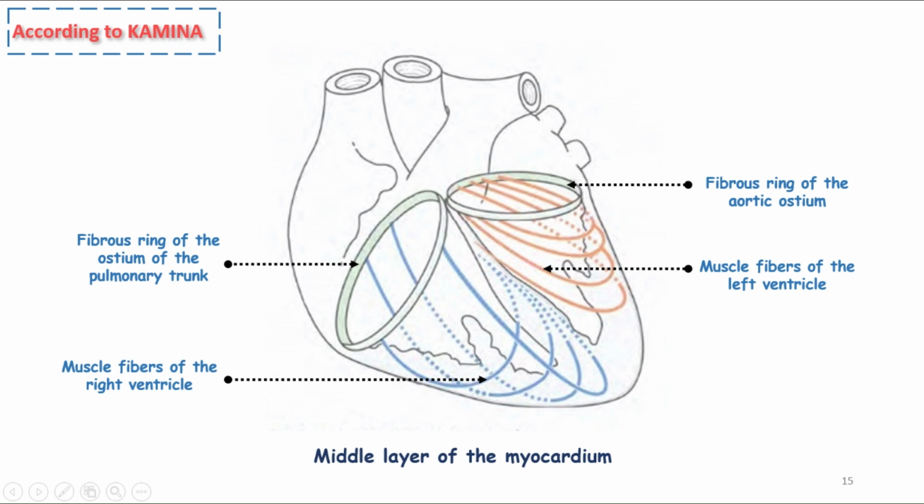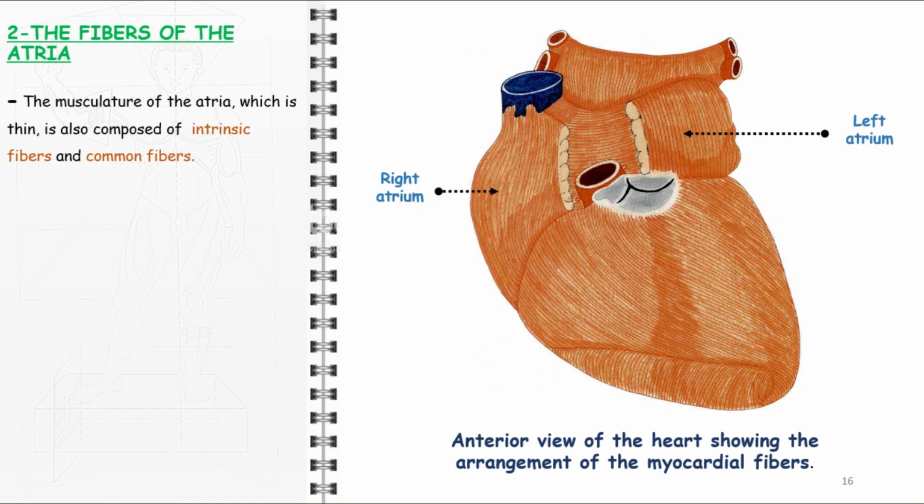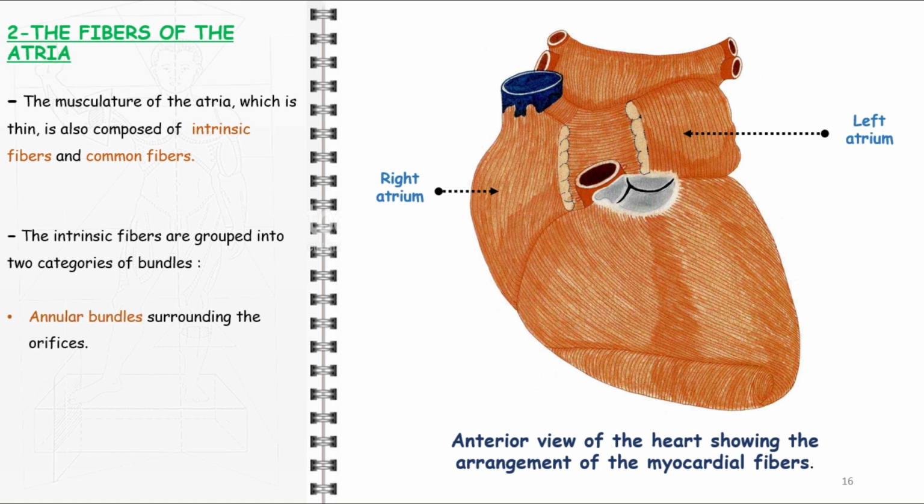Together, these muscular structures ensure that ventricular systole is both powerful and efficient, adapting to the functional demands of each side of the heart. Let's tackle now the muscular fibers of the atria. The musculature of the atria, which is thin, is also composed of intrinsic fibers and common fibers. The intrinsic fibers are grouped into two categories of bundles: annular bundles surrounding the orifices, and anciform bundles extending from the upper to the lower part of the fibrous ring.